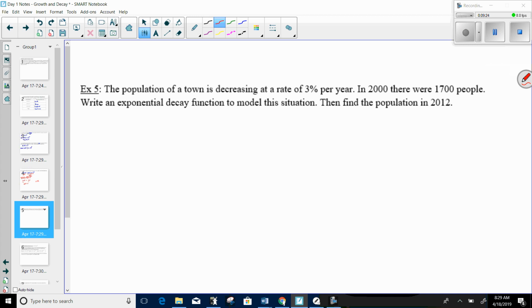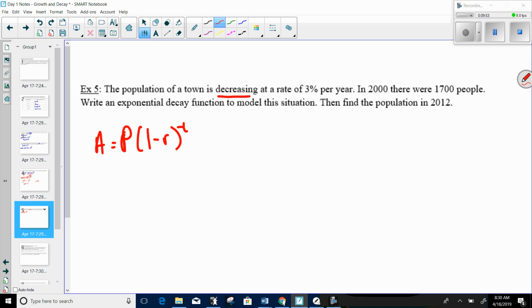Okay, so let's look at some population problems. The population of a town is decreasing. That is key right there, decreasing. That means we're going to use a decay model. So it's going to be P(1 minus R) raised to the T. And it says we're going to decrease at a rate of 3% per year. In 2000, there were 1,700 people. Write an exponential decay function to model the situation and find the population in 2012.